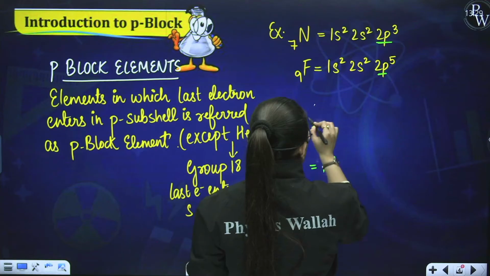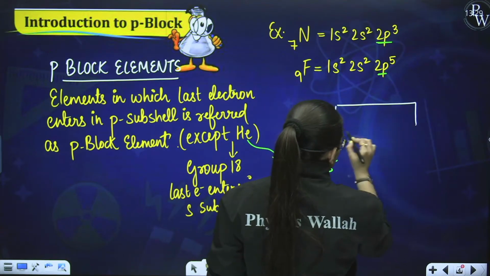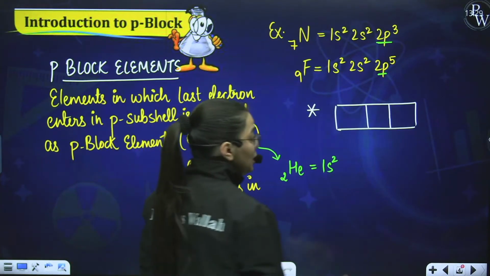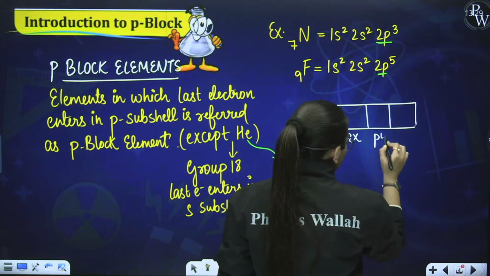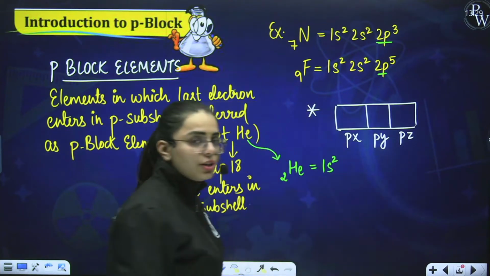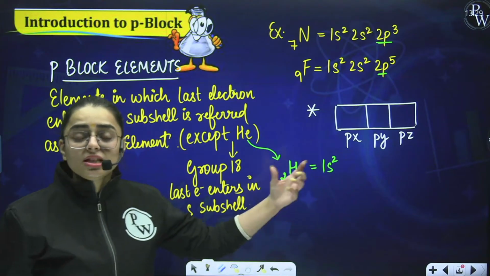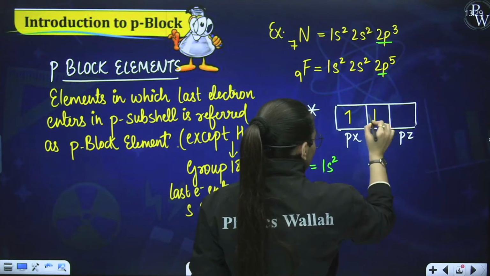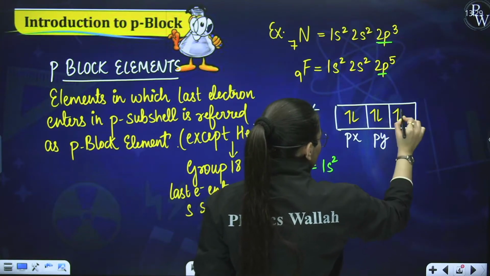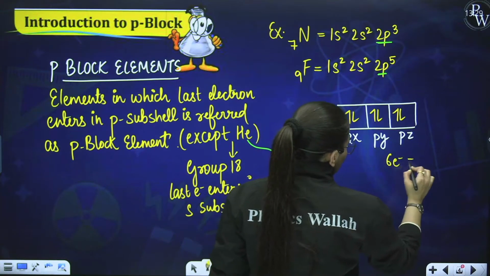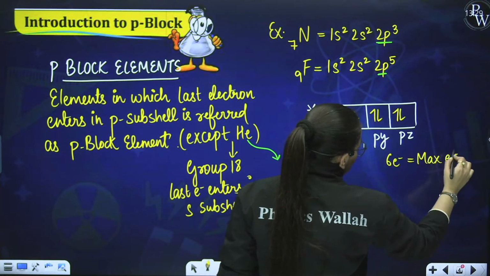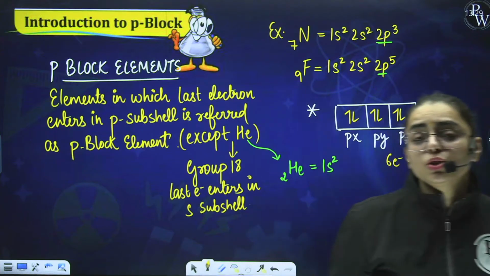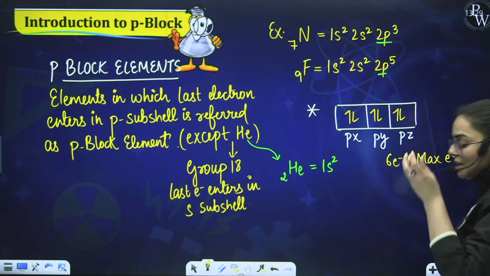How many p orbitals are present? So basically there are 3 p orbitals over here like this. And how many maximum electrons are present? Now what are the p orbitals? P orbitals are px, py and pz. I guess this is clear to you. And how many maximum electrons can these orbitals hold? You should know that one orbital will hold a maximum of 2 electrons. So 1, 2, 3, 4, 5 and 6. So that means 6 electrons are the maximum electrons that are present in the p subshell. Is it clear to you?